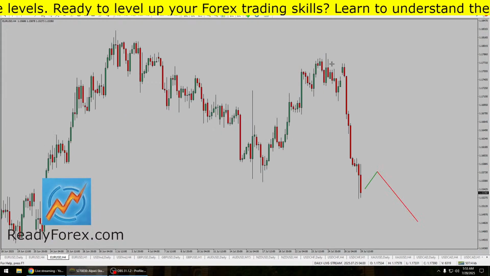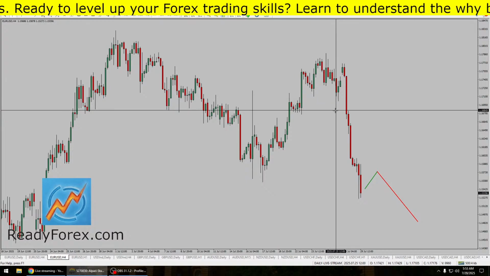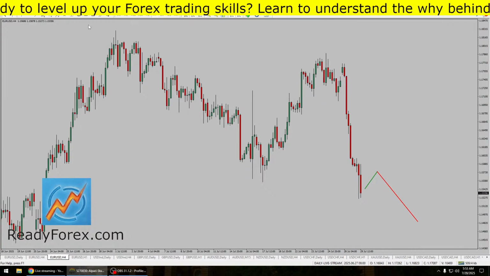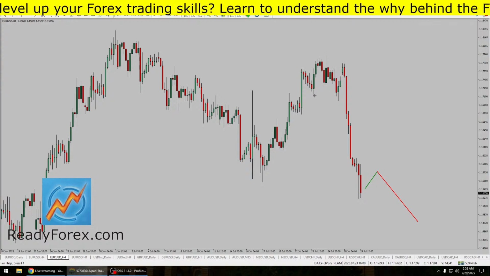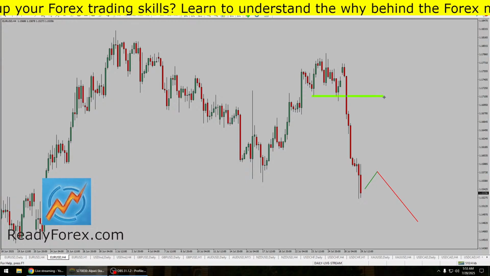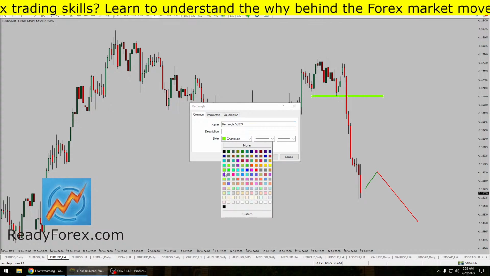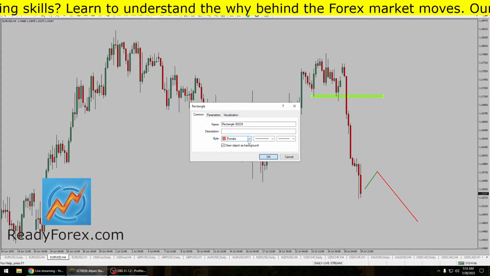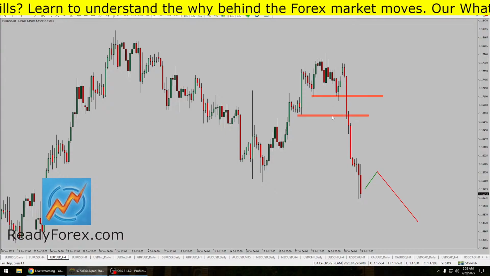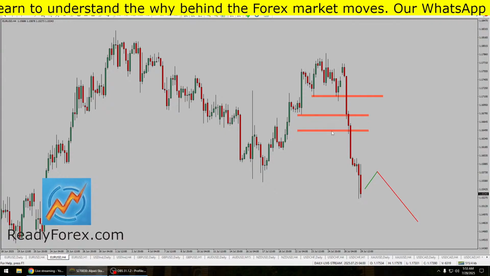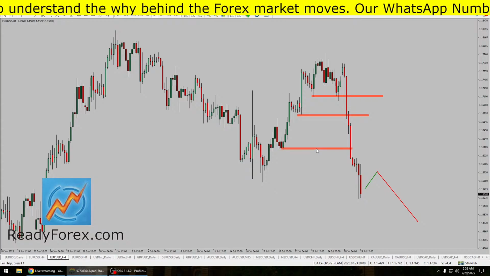Anyways, what happened is we got a big washout to the downside over here, and it took out the stop losses of most of the traders who were buyers. So somewhere over here, that's the support level. And let's use a tomato color. So over here you see it took out all of these swing lows.